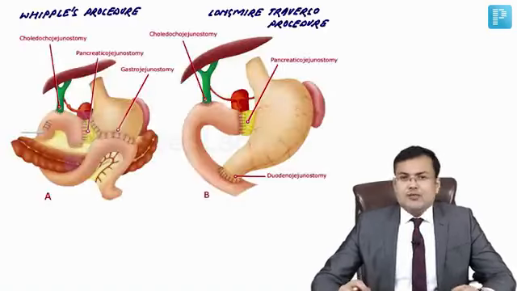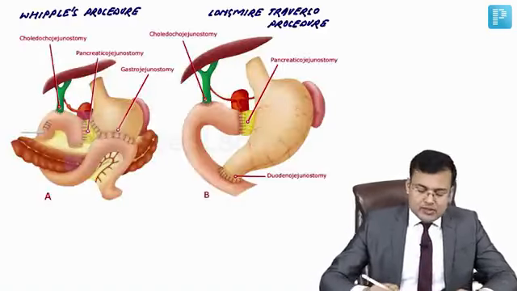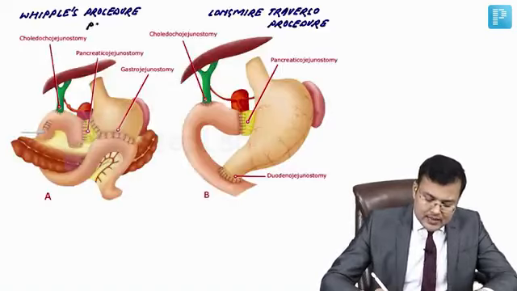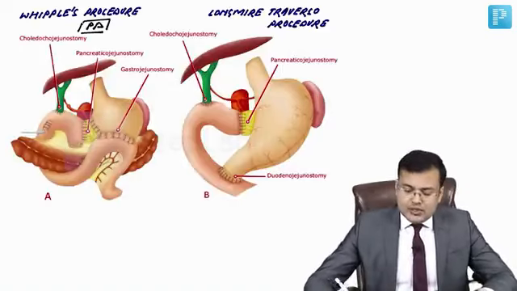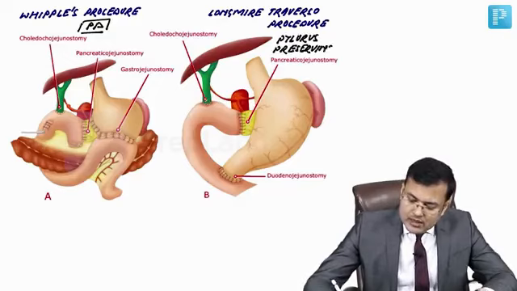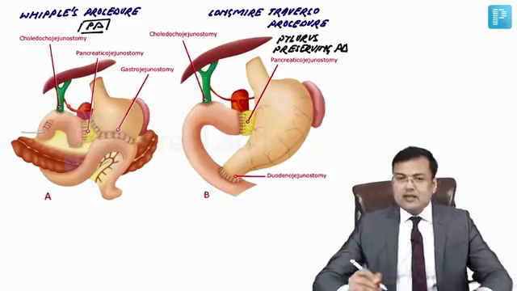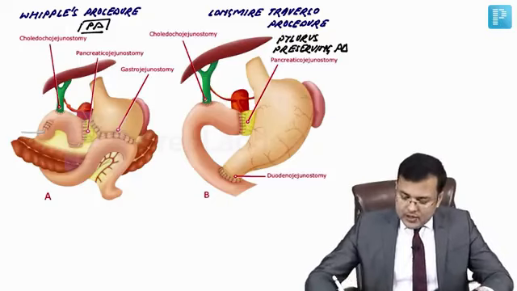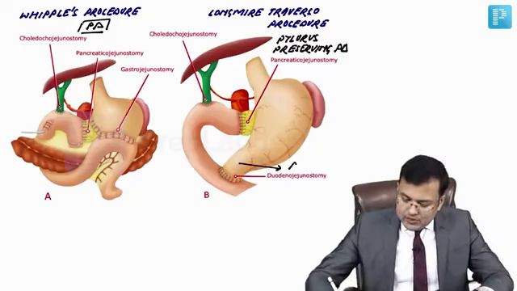Have a look. In carcinoma pancreas, we can perform Whipple's procedure, also known as pancreaticoduodenectomy, or Longmire-Traverso procedure, which is also known as pylorus preserving Whipple's procedure, or pylorus preserving pancreaticoduodenectomy. So here you can see that I'm going to preserve the pylorus.